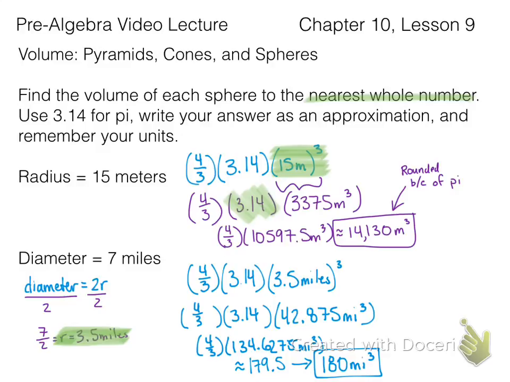Now, why you would want to make a sphere that is 7 miles in diameter, I don't know. That would be like having something like 15th the size of our moon, which is huge. Anyway, it's just an example.